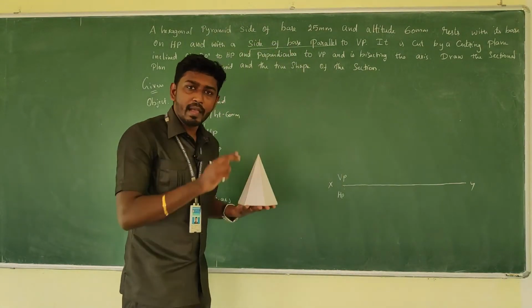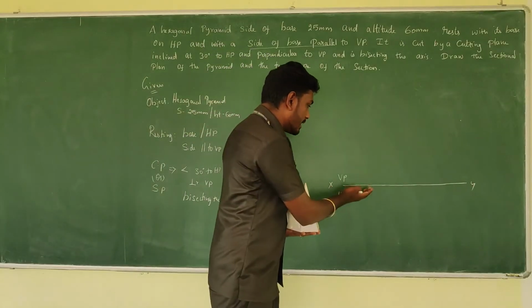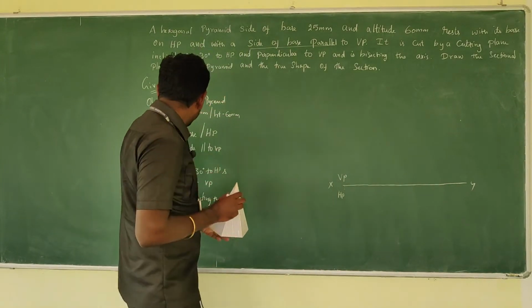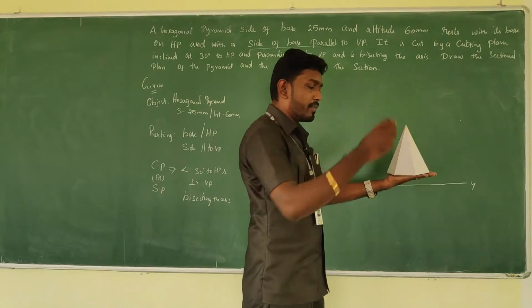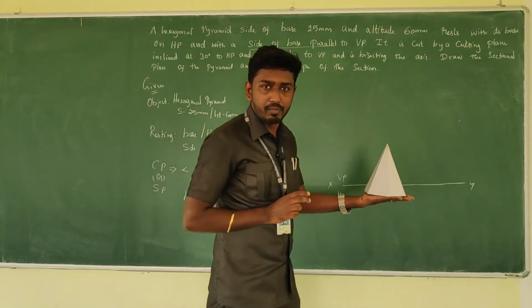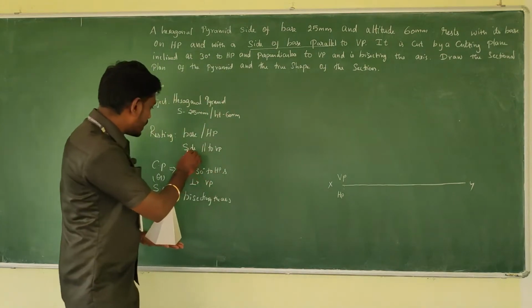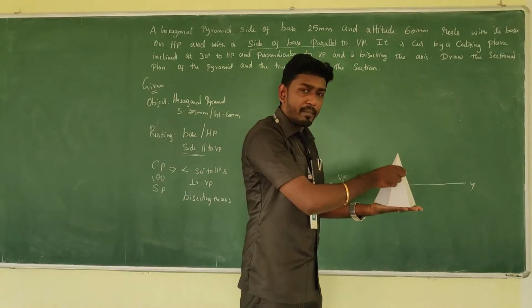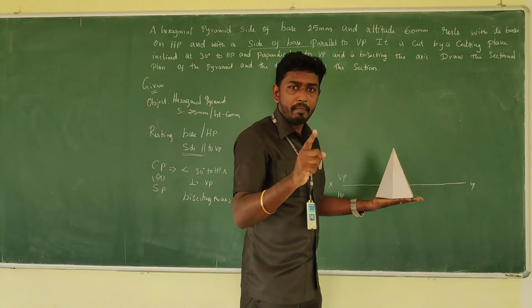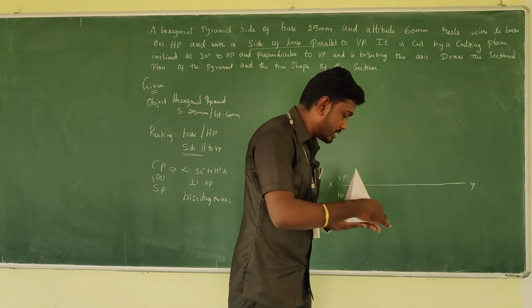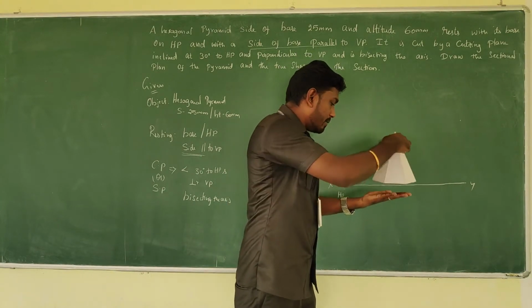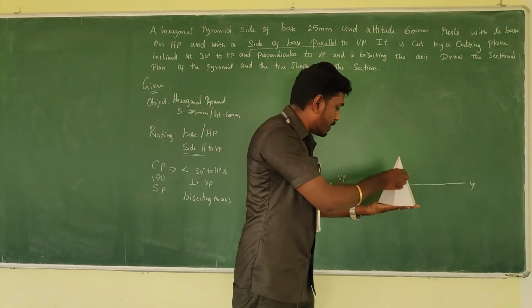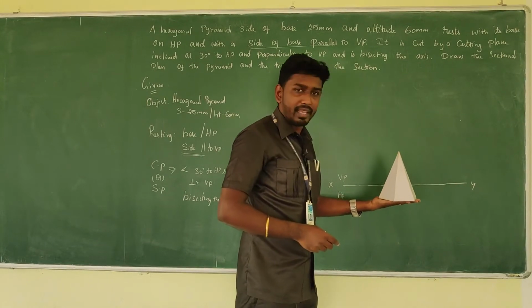First of all, let me position the object. Just consider this ground as the horizontal plane and this board as the vertical plane. It is placed with the base on HP. And how is it kept? Side parallel to VP. So while we are keeping the base on HP, one of these sides should be parallel to VP. This is a side, this is a side, this is a side, this is a side. So you have to make one of the edges or sides parallel to VP. We need to position the object something like this.